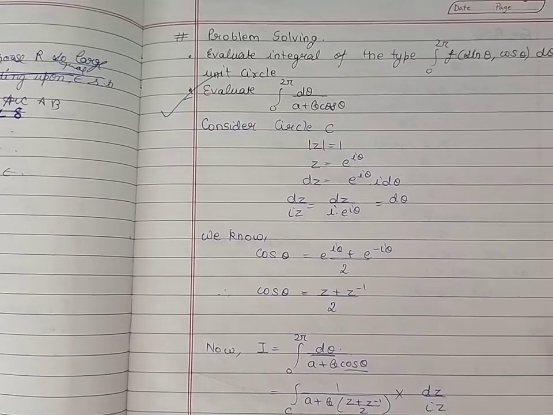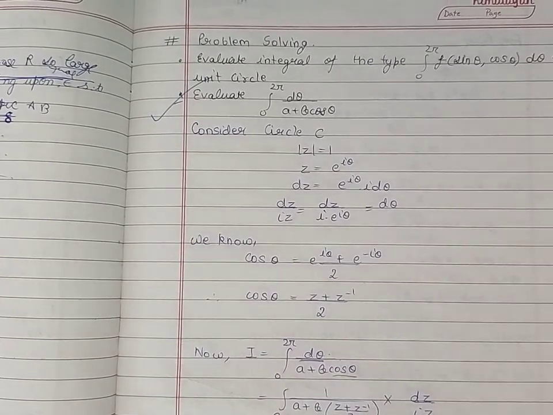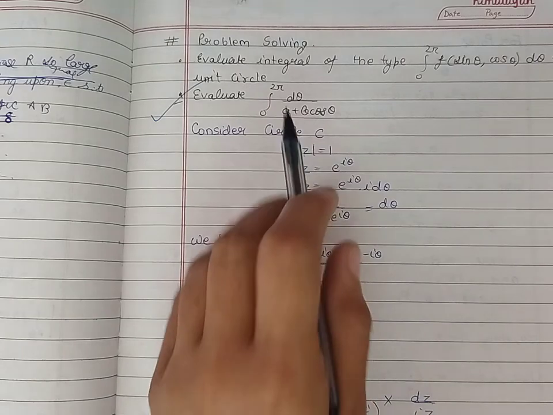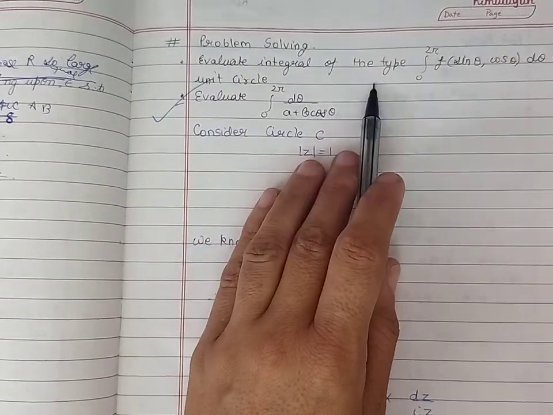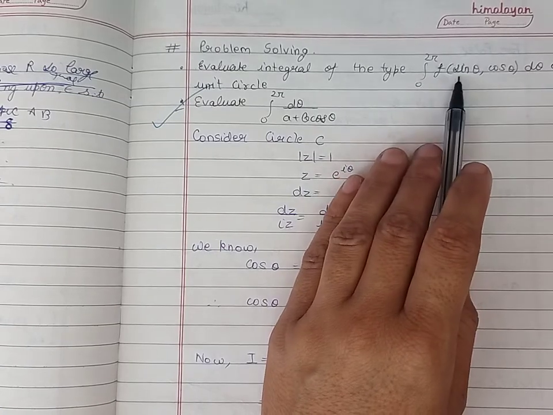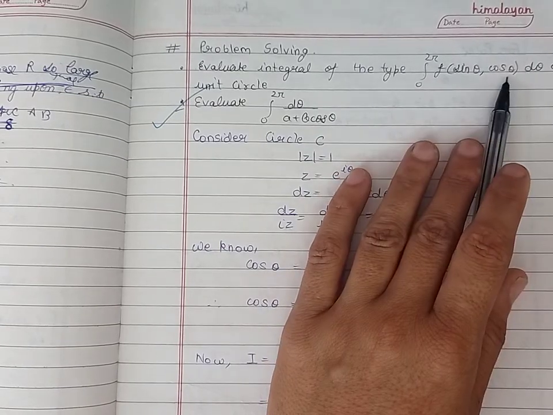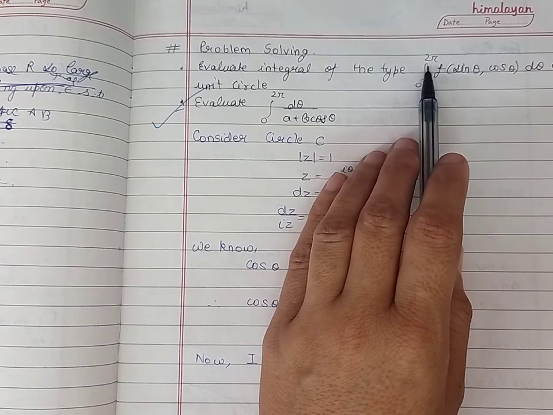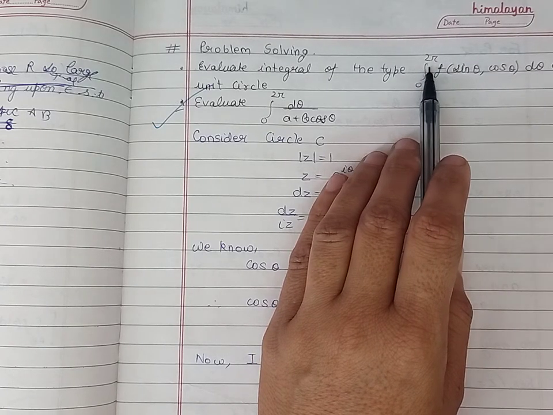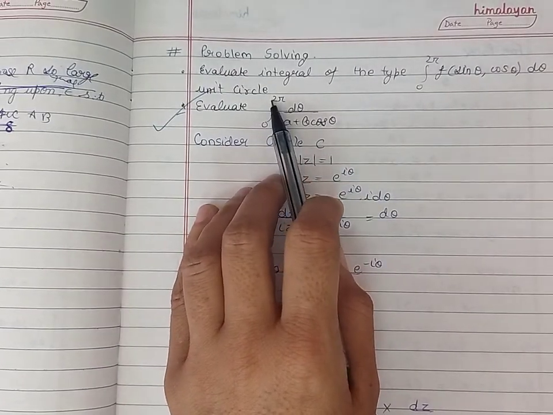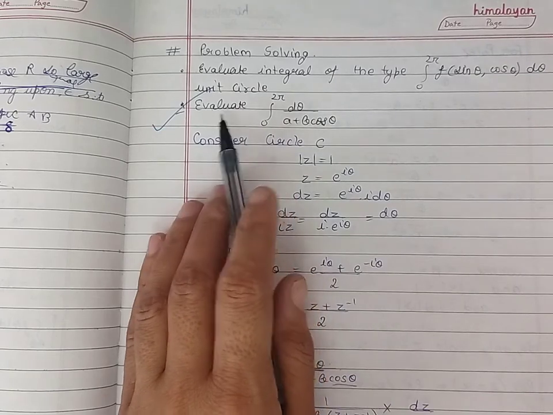Good morning, students. Today we will discuss how to use Cauchy residue theorem to solve the integrals of the type in which the integrand is a function of sine theta and cos theta, and the limits of integration are from 0 to 2 pi, and this integral is on the unit circle. Let us see some problems based on this type.